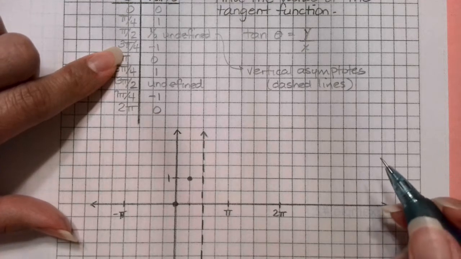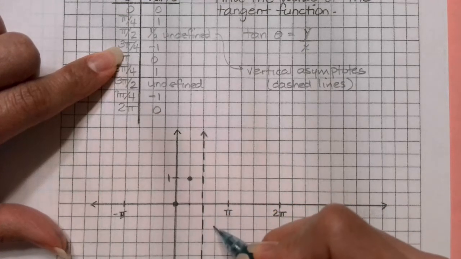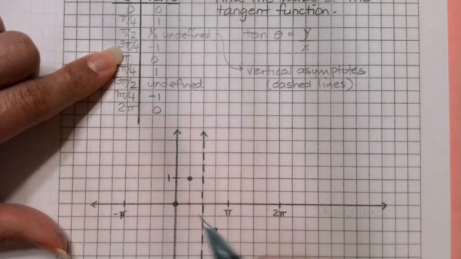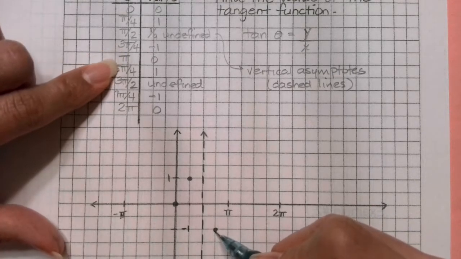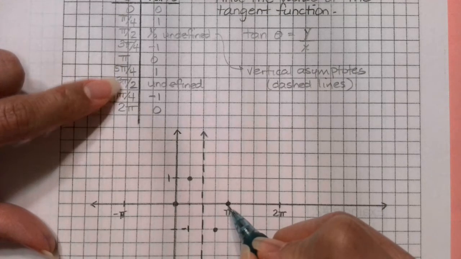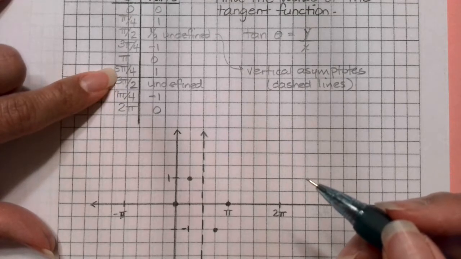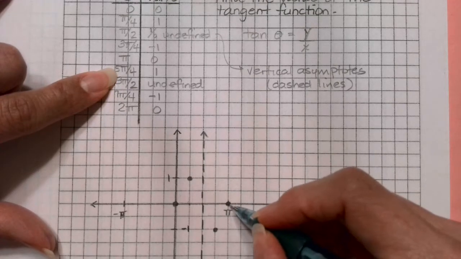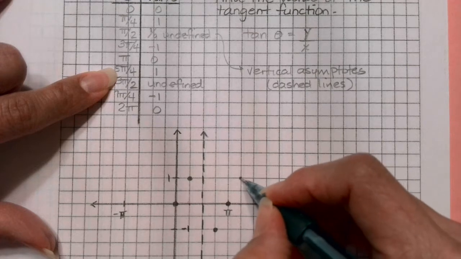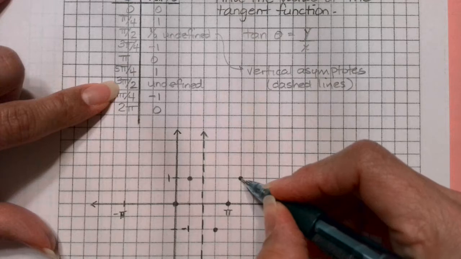So we're right over here now at 3 pi over 4. 1/4, 2/4, 3/4, and we're going to go down to -1. I'm going to go ahead and label this here as -1. And then the next one at pi, we need it to be at 0. At 5 pi over 4, we need to go to 1. So 4/4, 5/4, we need to go to 1. And then again, at 3 pi over 2, it's going to be undefined.